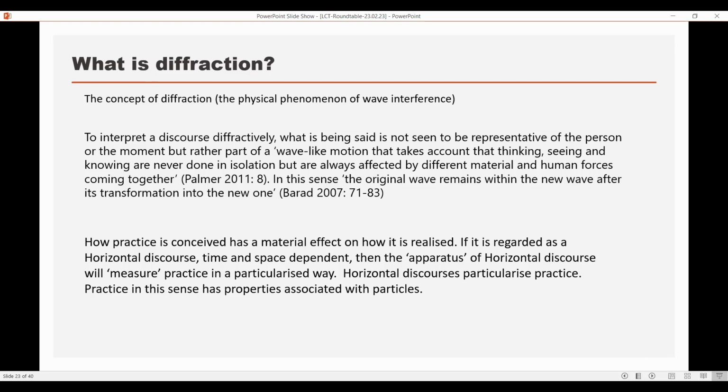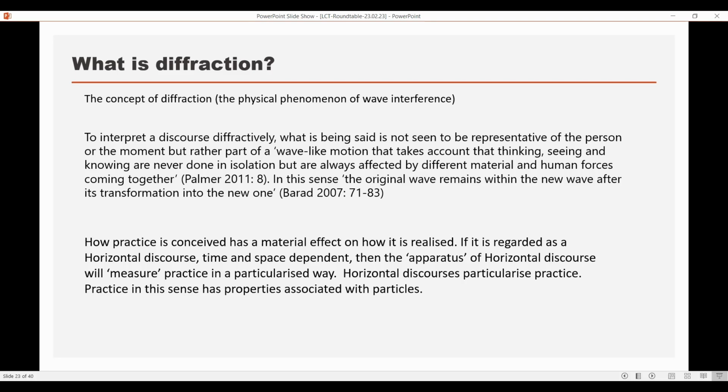So when I was interpreting the discourse diffractively, it was about seeing how the knowledge of the teacher educator and the knowledge of the beginning teacher interacted. How did they entangle? How did they affect each other? What was the conception of professional knowledge that was being carried, and how was that being sustained?